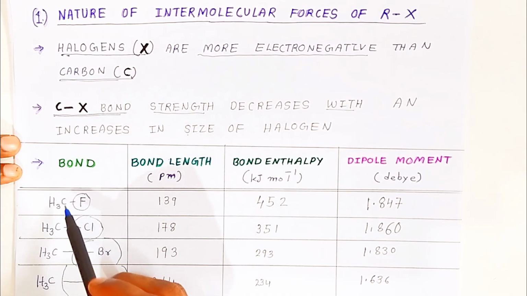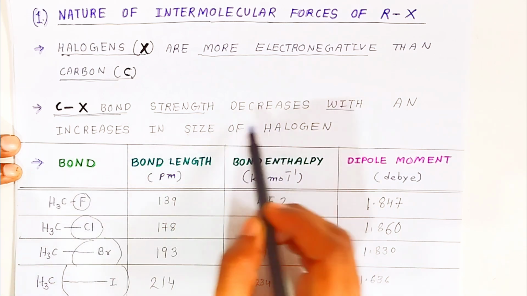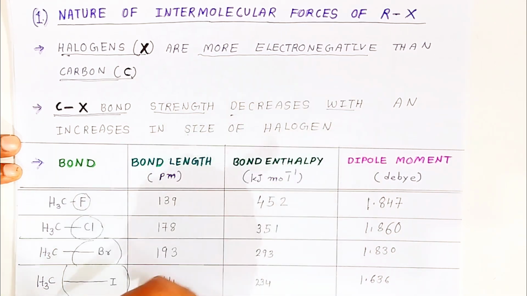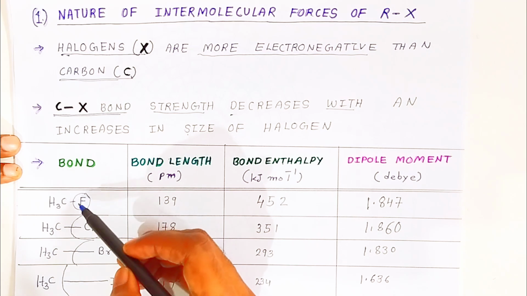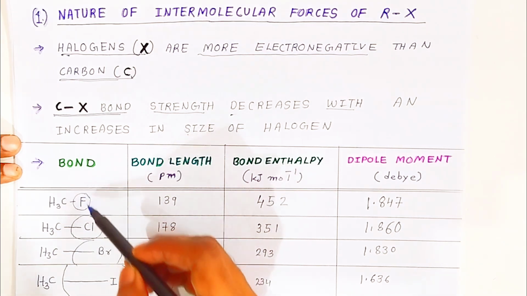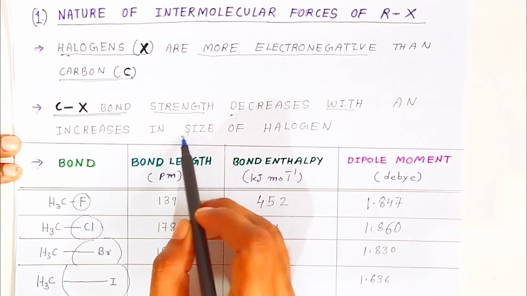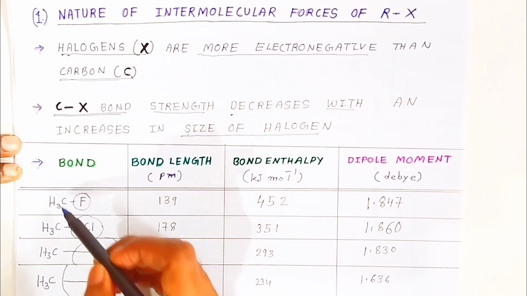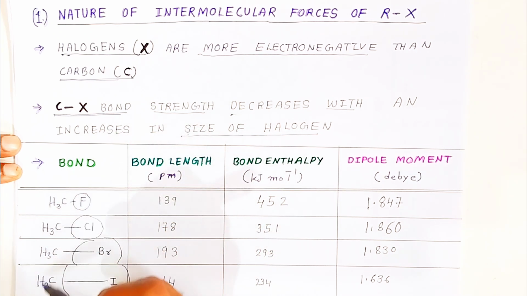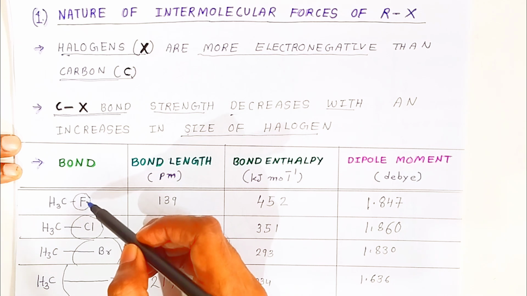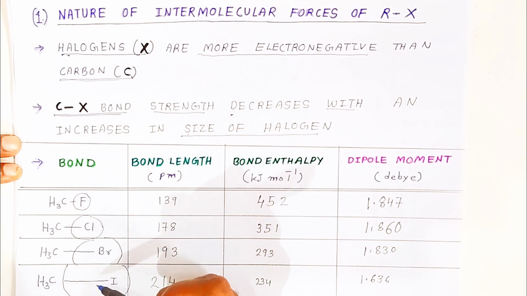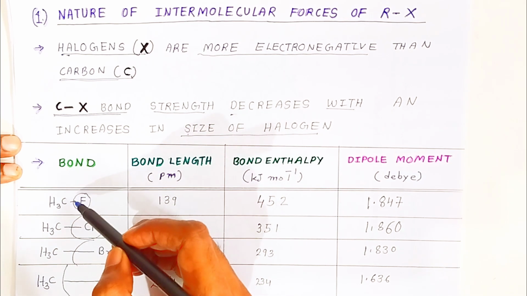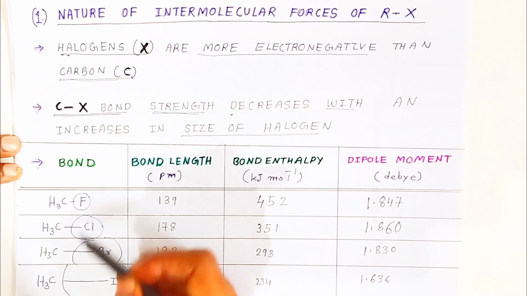So what will the bond strength be? The bond strength will go on decreasing from top to bottom. From fluorine to iodine, the bond strength decreases because the size is increasing. Understanding, students? Size of halogen. So bond strength depends upon the size of the halogen. Here everywhere you have methyl, that is the same group, but you have different halogens: fluorine, chlorine, bromine, and iodine. When you go from top to bottom, the strength of the bond decreases.